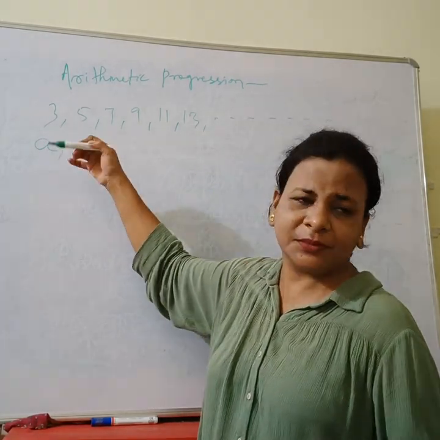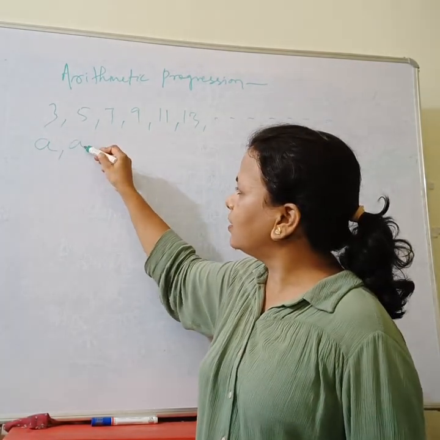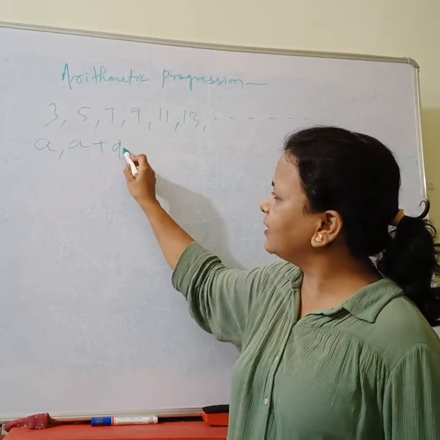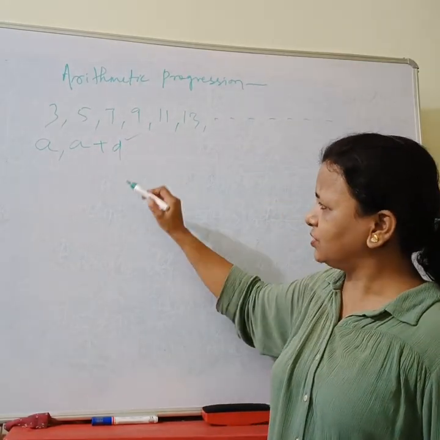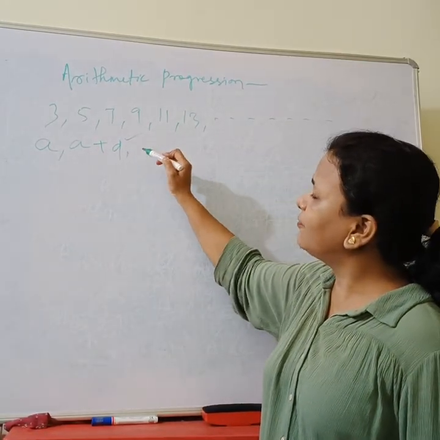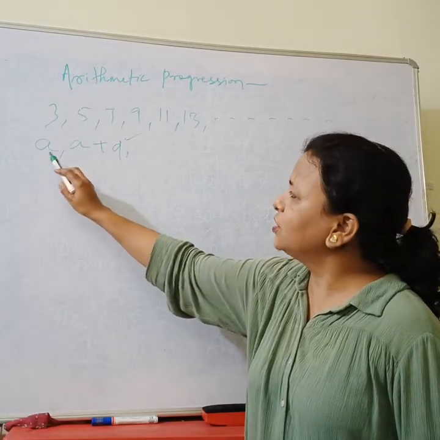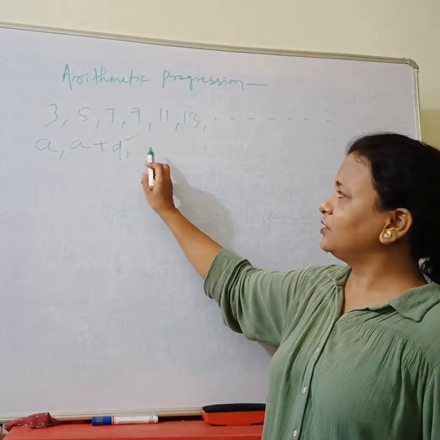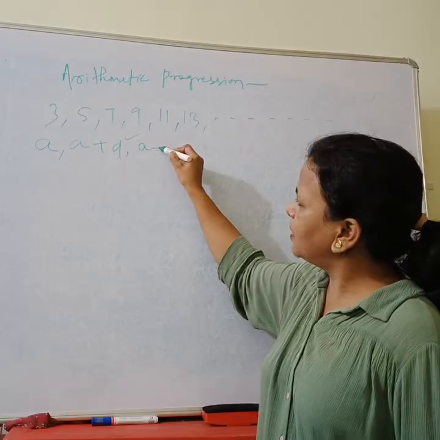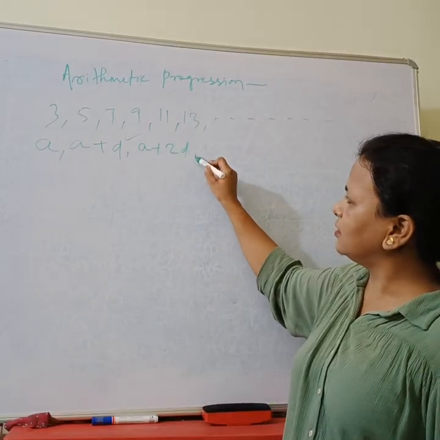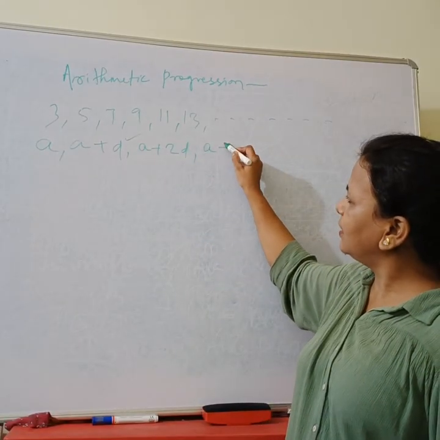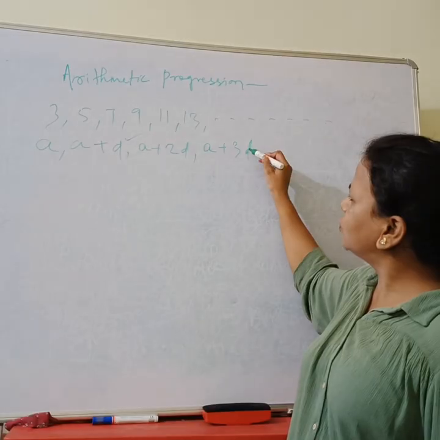A means the first term is called A. Then the second term is found by adding the common difference to the first term. Then the third term is found by adding 2 times the common difference to the first term. That means A plus 2D gives us the third term. Similarly, A plus 3D gives you the fourth term.